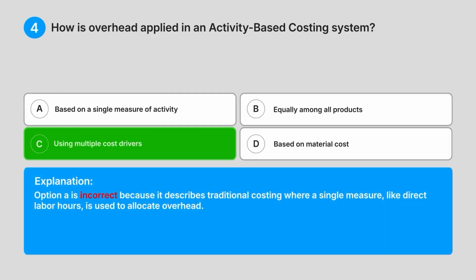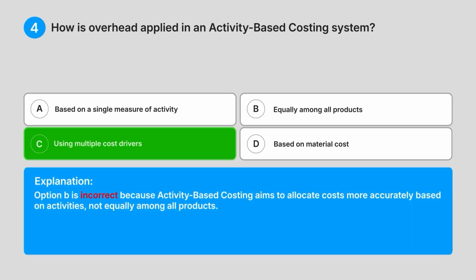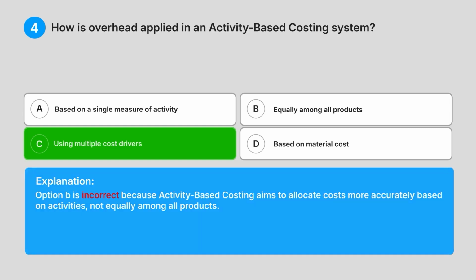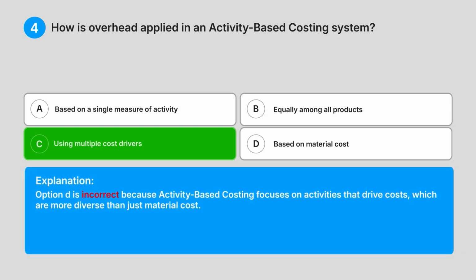Option A is incorrect because it describes traditional costing, where a single measure like direct labour hours is used to allocate overhead. Option B is incorrect because activity-based costing aims to allocate costs more accurately based on activities, not equally among all products. Option D is incorrect because activity-based costing focuses on activities that drive costs, which are more diverse than just material cost.